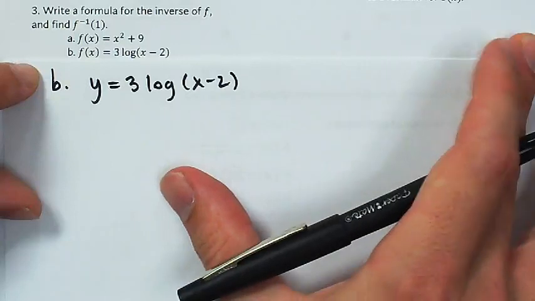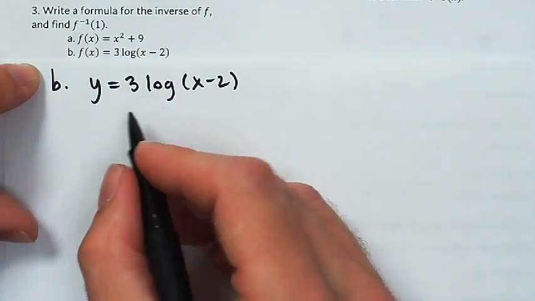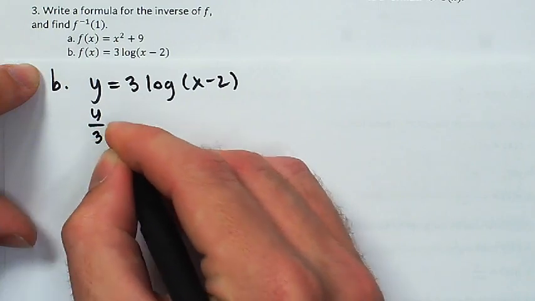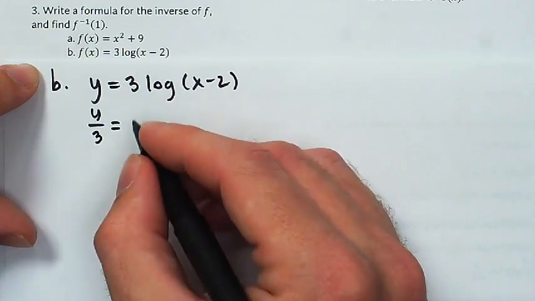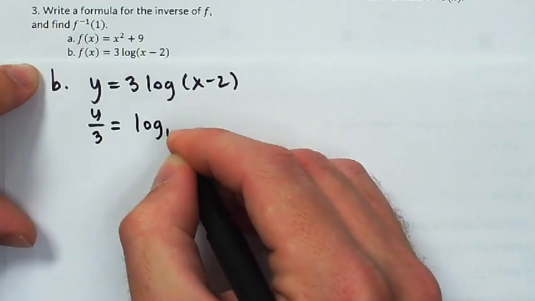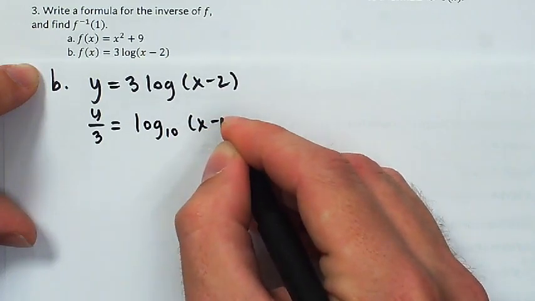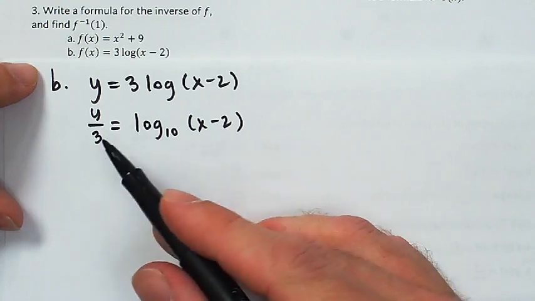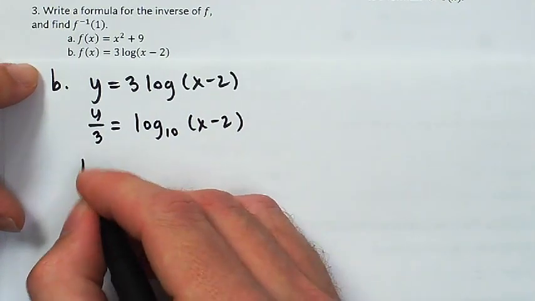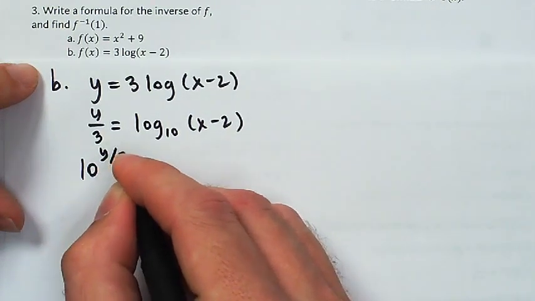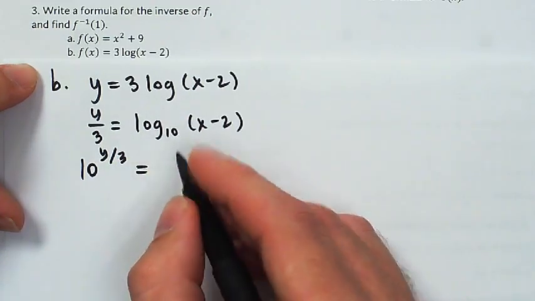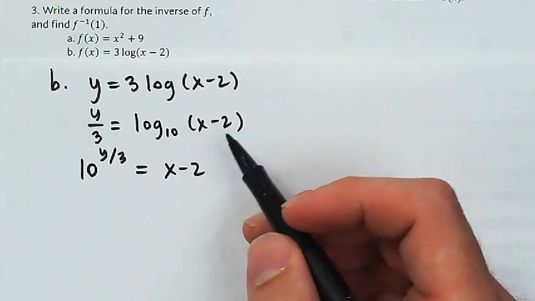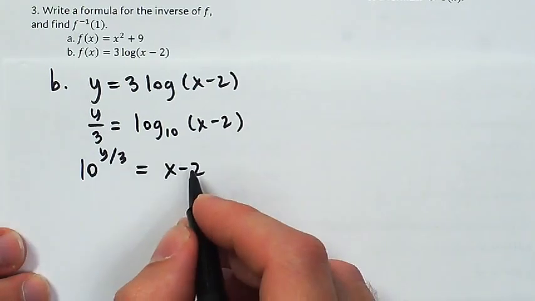So I'm going to solve for x first, so I'm going to divide both sides by 3. When we see log with no base indicated, we know that means log base 10. If we want to get rid of a log, we need to do an exponential, so we're going to take 10 to the power of both sides. I'll have 10 to the y over 3 equaling x minus 2, because 10 to the log base 10 of a thing is just going to be that thing. That's something we've learned about in this class.